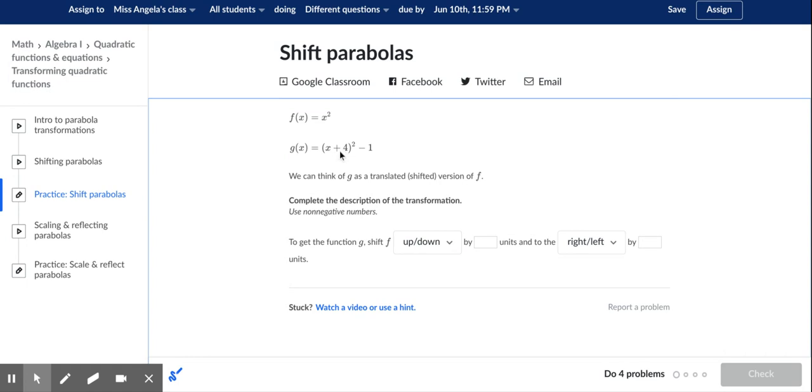This +4 tells me that this graph has been moved left by 4. So the number that we add to the x moves it left and right. If we add a number to the x, that moves it to the left. If we subtract a number from the x, it moves it to the right.